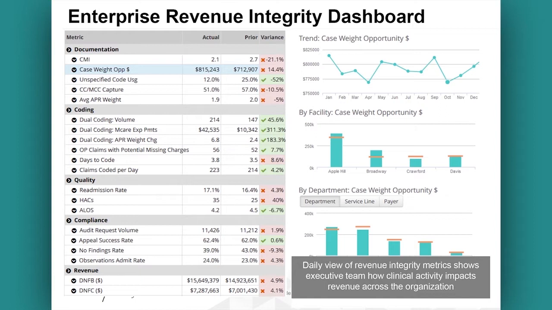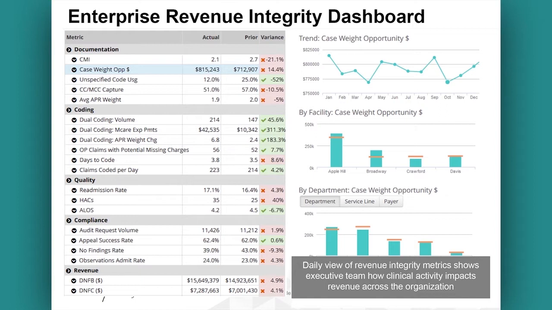So you can see a mixture of case mix, CC, MCC capture, dual coding, ICD-10 metrics, coding delays, quality metrics like hospital-acquired conditions, audit appeal success rate like Drew was talking about from a compliance perspective, discharge not final coded, dollars and days, pulling in claims data, remittance data, patient accounting data, compliance audit workflow data, and getting that all together in one place so that the executive team of an organization can see the big picture on all the ways that clinical documentation and coding is impacting the revenue of the organization.